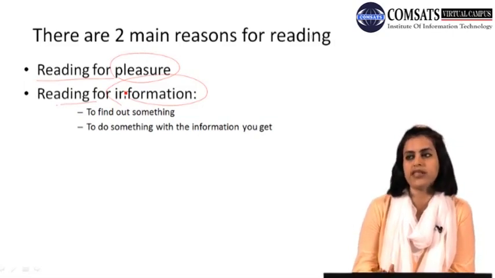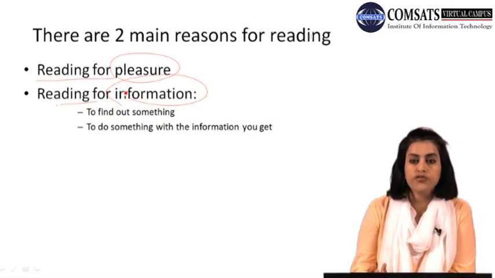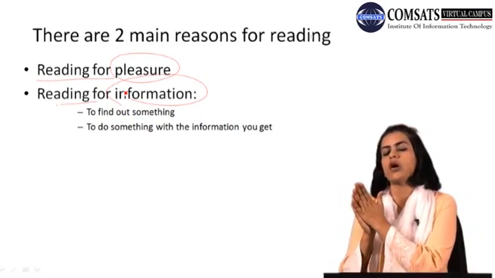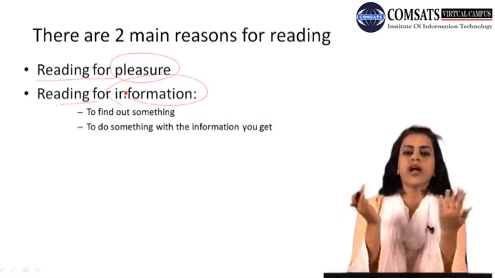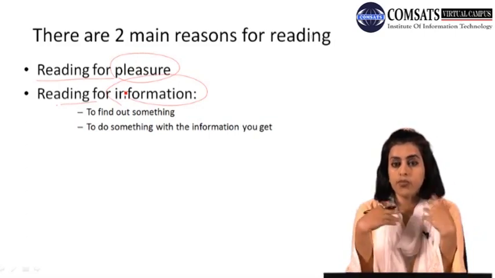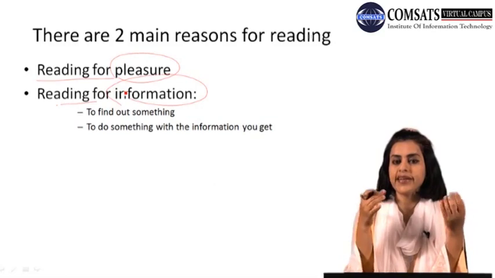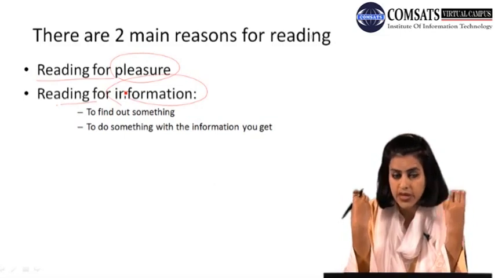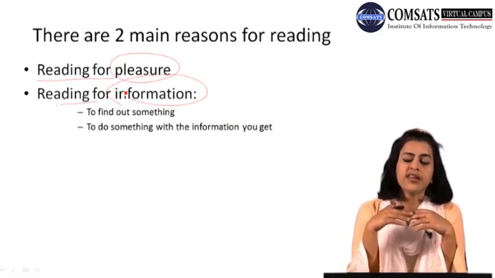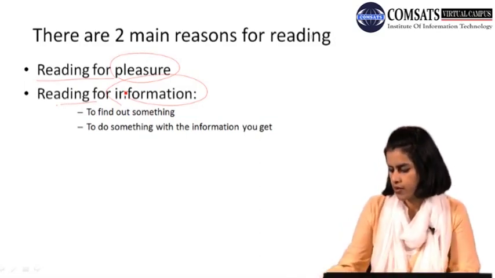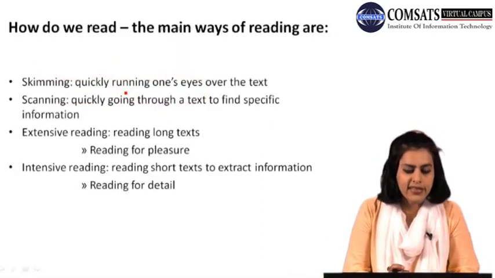However, reading for information is, for example, reading a newspaper to find out something and to do something with the information you get. Sometimes you are conducting research. So it goes into a more technical side once you talk about reading for information. There are people who already have knowledge about something, but they keep on reading from other sources and other material to get more information. And sometimes they find pleasure in books, so they read from different books, because books are their best friends, and they keep on reading from material to material. So these are the two main reasons for reading.